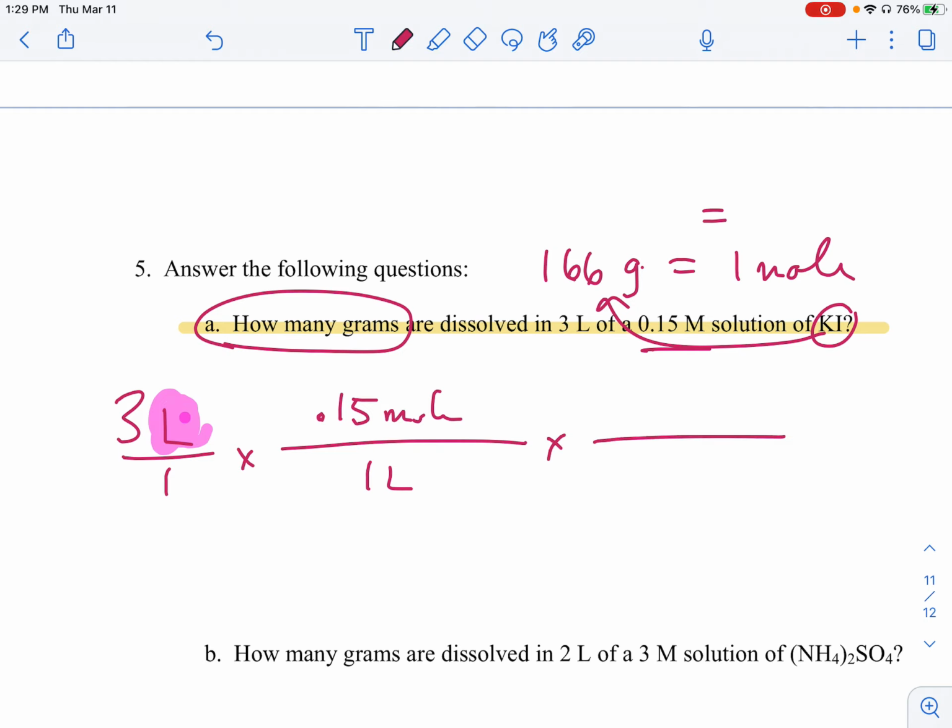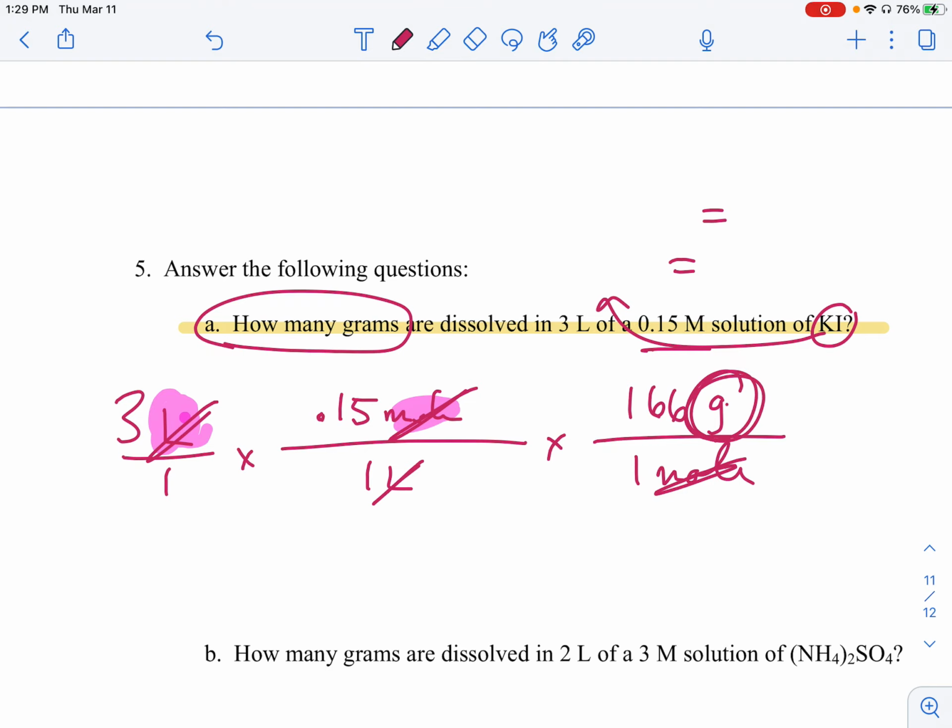I put another equality. I have to cancel moles now. So I take the 1 mole. I have to take its partner with it, and it goes here. So then I've got liters canceling, moles canceling. I'm left with grams, which is what I want.